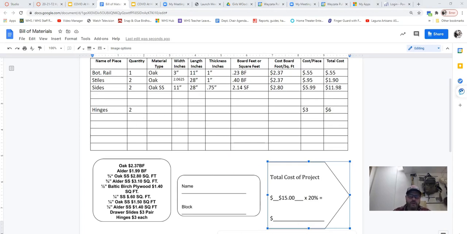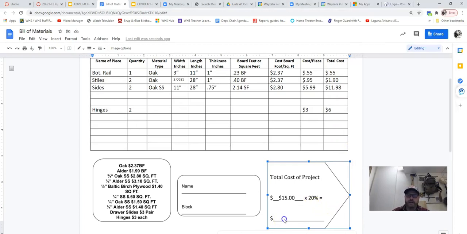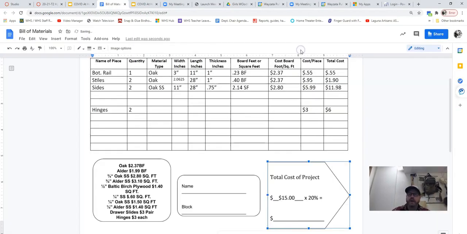So to figure out what your actual cost will be, it'd be whatever you get for the total cost, all added up, times 1.2, 120%, and you'll get to $18. Again, these numbers aren't accurate. I'm just supposing because it makes life easier.